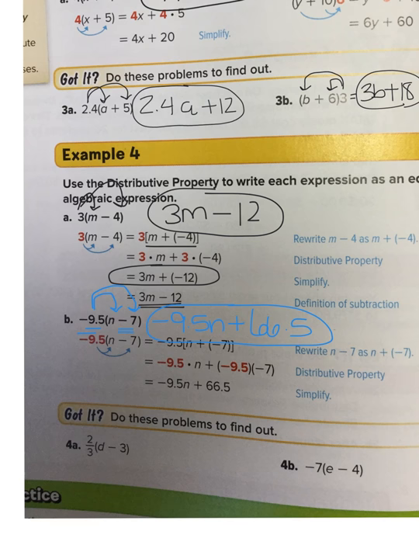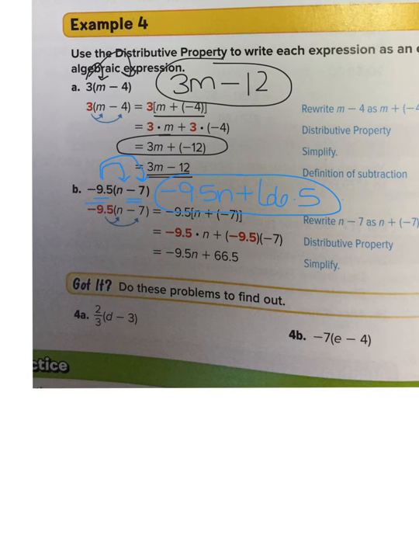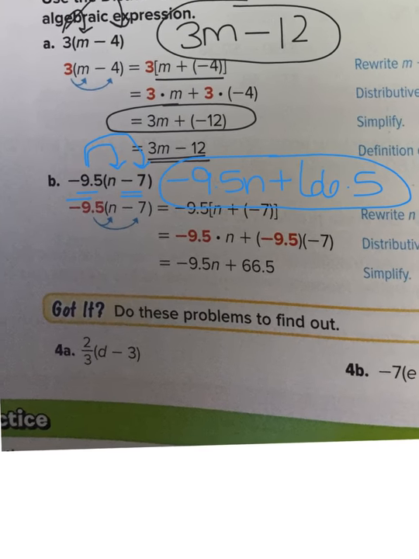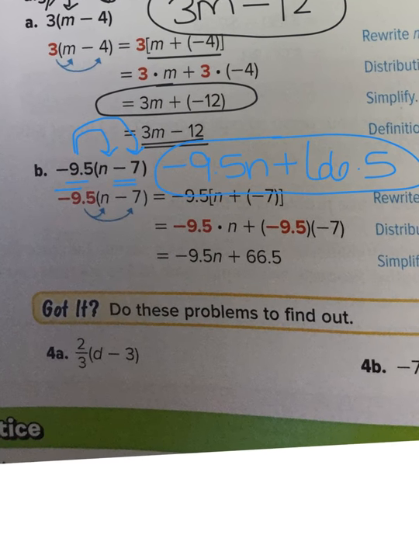Please pause the video and do 4A and 4B. 4A says I'm going to take 2/3 times d. Again, it's d over 1. 2 times d is 2d. 3 times 1 is 3. We're going to leave that just as 2/3 d.